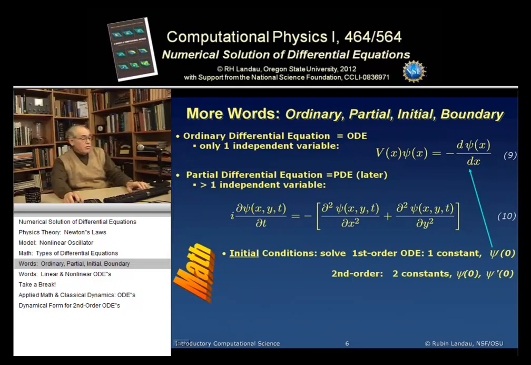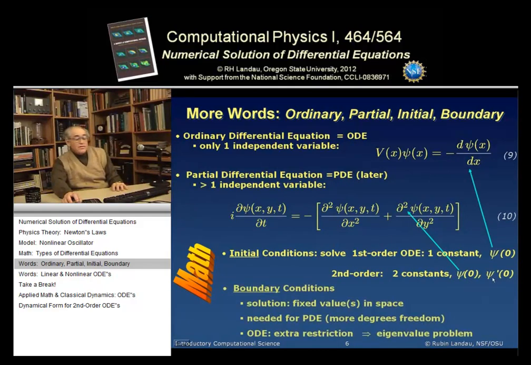If we have a second order equation, such as equation 10, we have two constants. We need to have an initial value, say, of the function, and we need to have an initial value of the derivative. So this is like when we solve, what do we solve? Projectile motion. You need to know the initial position and initial velocity. Okay? So that's the second order Newton's law.